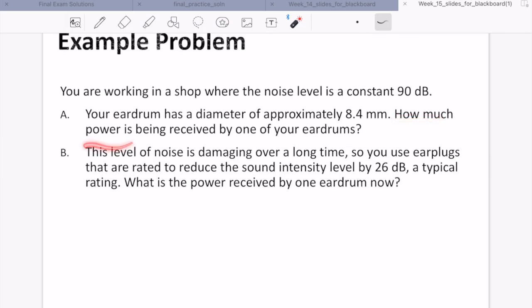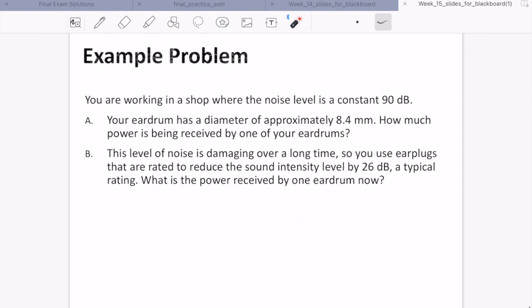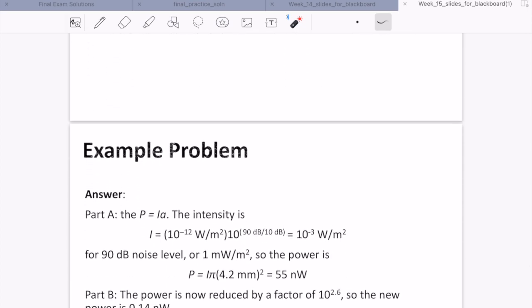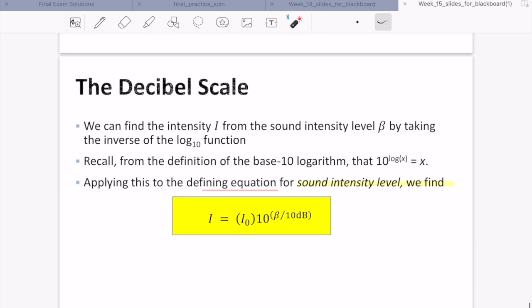They're asking you about power. So if you know that intensity is equal to power over area and they're giving you diameter, you can figure out your area value, multiply it by your intensity, and then you can get your power. Well, how do we figure out the intensity at a sound intensity level of 90 decibels? Well, we can use that intensity equation, right?